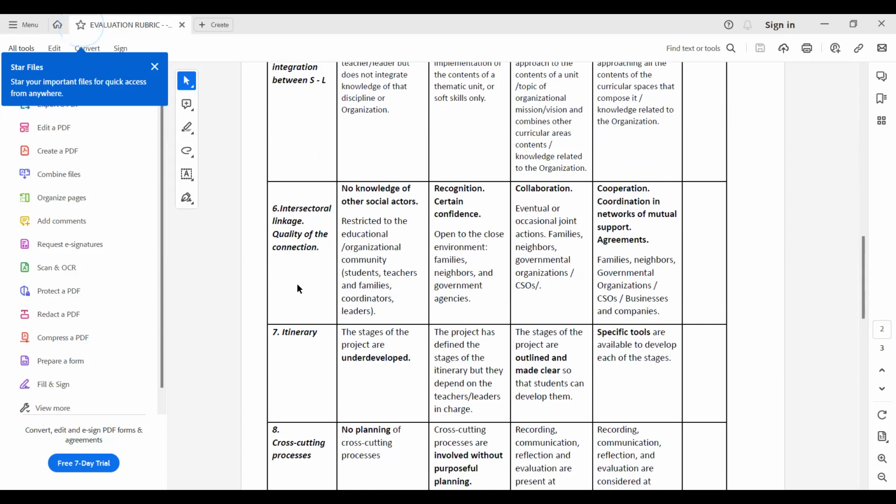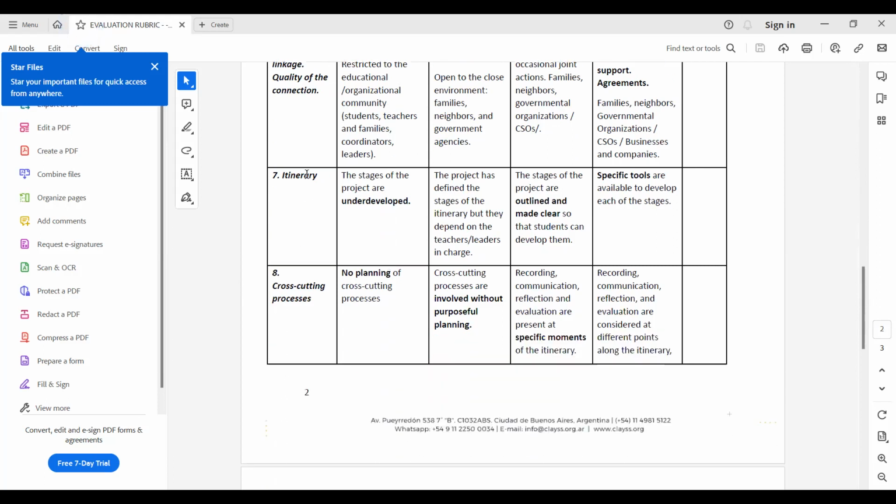Next is the intersectoral linkage, the quality of the connections. Where are the actors? Where is the knowledge of the social actors? How they collaborate, the collaboration, coordination. You have to read it. I don't want to use much time for this. The itinerary, we have been working on that. So how do you develop this itinerary? Yes, you know the stages, the different parts of the itinerary.